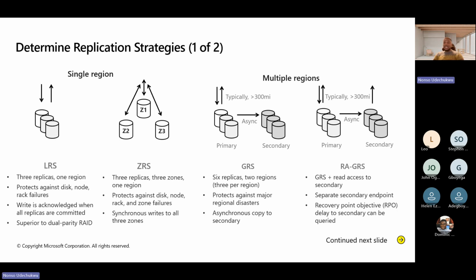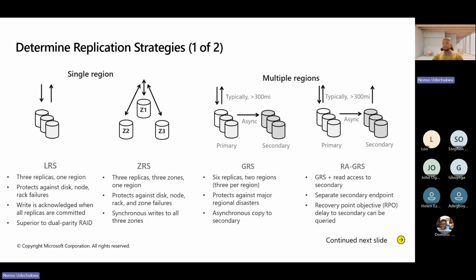But if I choose ZRS, in that same region it's going to create replicas in 3 data centers, 3 zones in that region. The beauty of this is that it protects you against node, rack or zone failures. It also writes synchronously to all 3 zones.